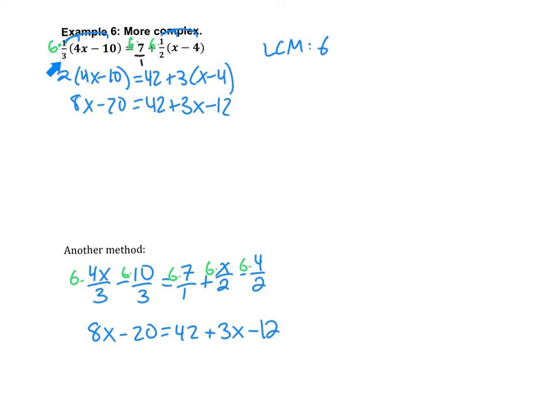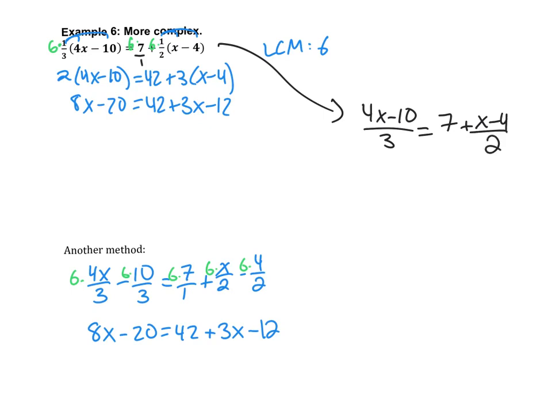If you struggle with seeing a problem like this, where we have parentheses and you don't remember how many times you should multiply or where you should multiply by the least common multiple, then I recommend that you distribute first so you have all separate terms. One other side note is you might see a problem that has fraction bars in it. You might see this, 4x minus 10 over this fraction bar equals 7 plus x minus 4 over this fraction bar. That is equivalent to the problem that we just saw.